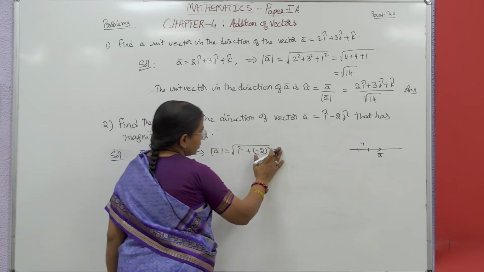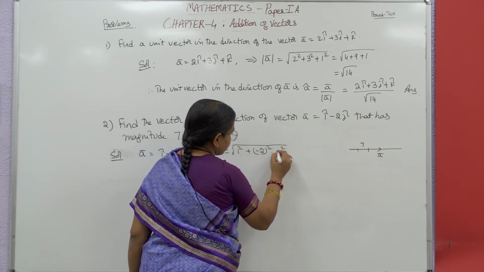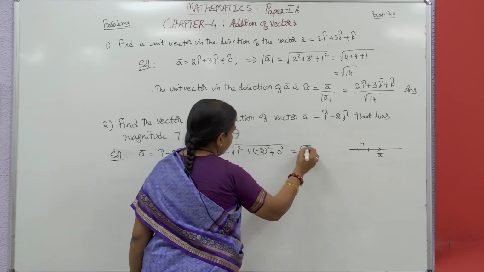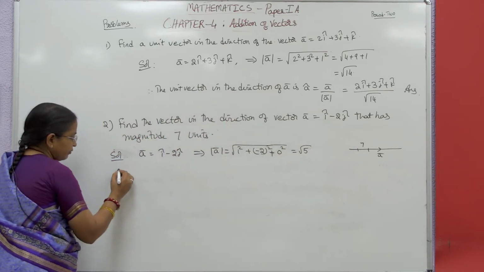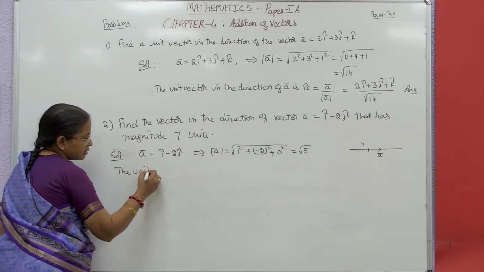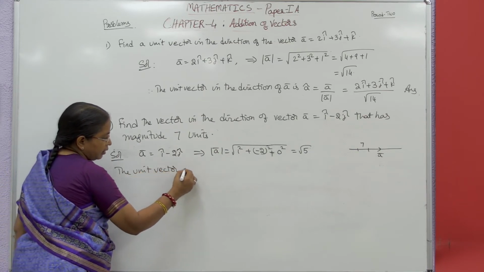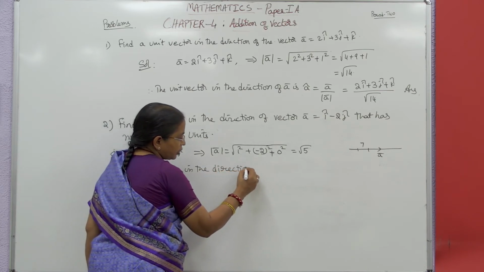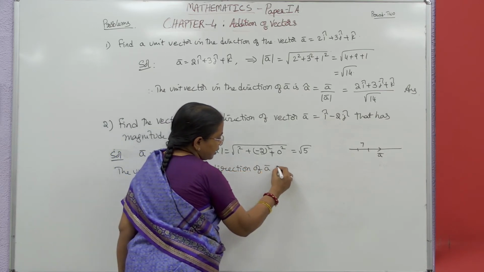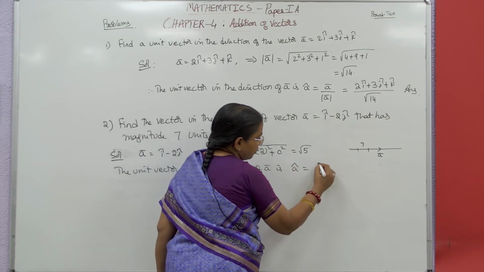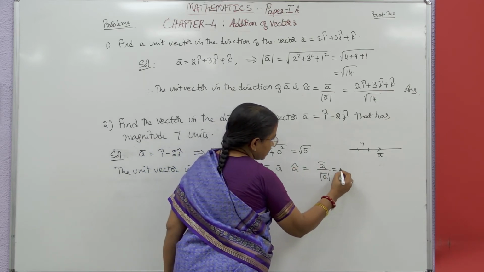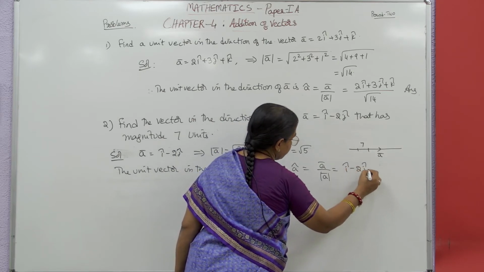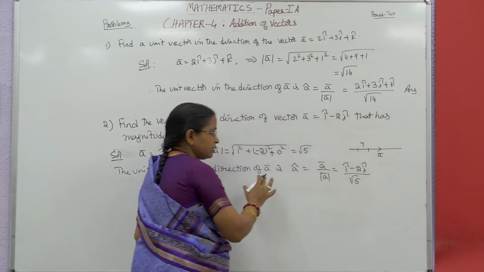K is not there, so it will be 0 square. So it is root 5. Now we'll write the unit vector in the direction of A. The unit vector in the direction of A is A cap, which is equal to A by mod A. That is i minus 2j by root 5.